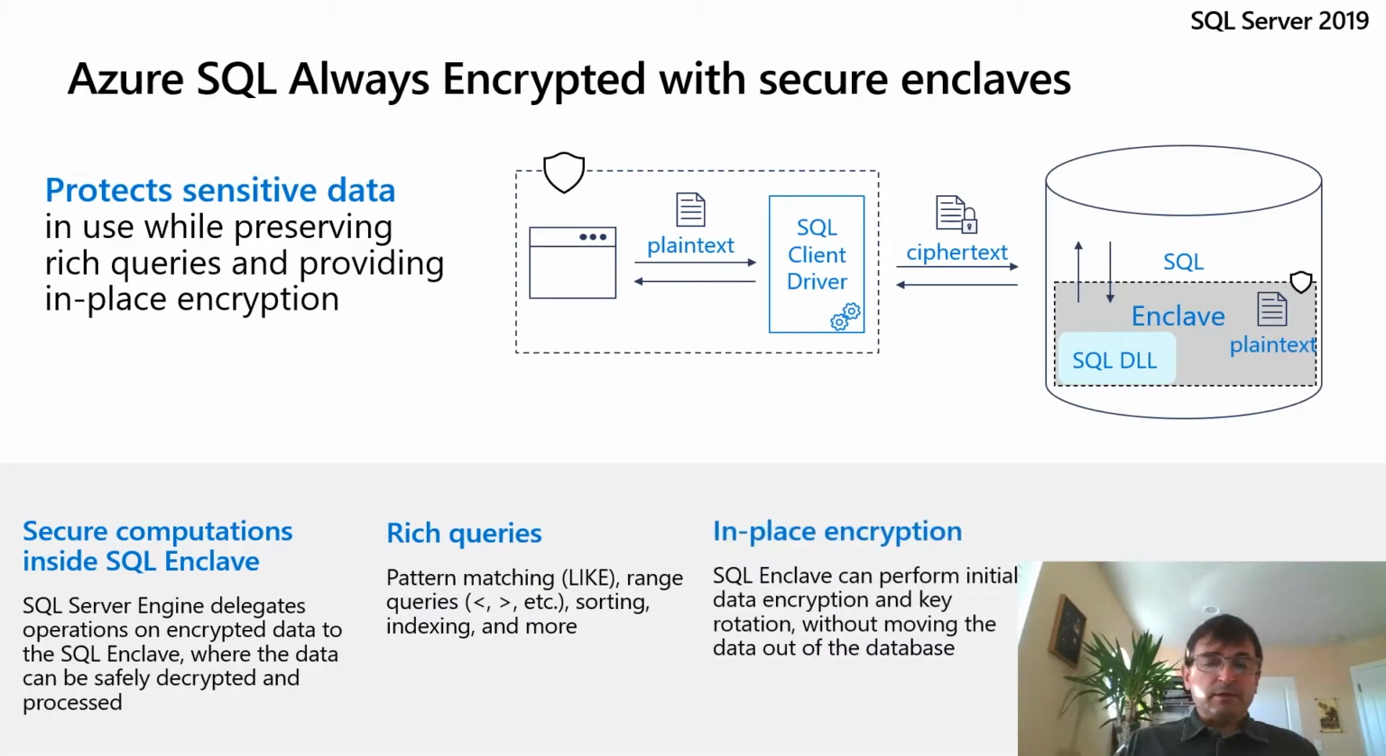We also enable in-place encryption. So what does this mean? If you're familiar with Always Encrypted in previous versions of the feature, you know that in order to encrypt a column, you need to move the data outside of the database, use a tool like Always Encrypted Wizard to encrypt the data and upload it back to the database. Of course, this is a very painful and cumbersome process.